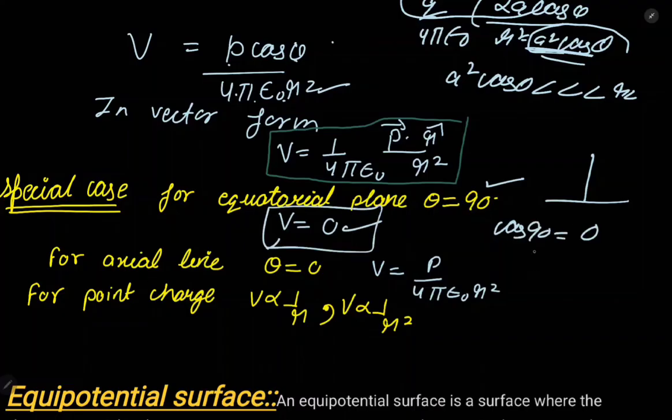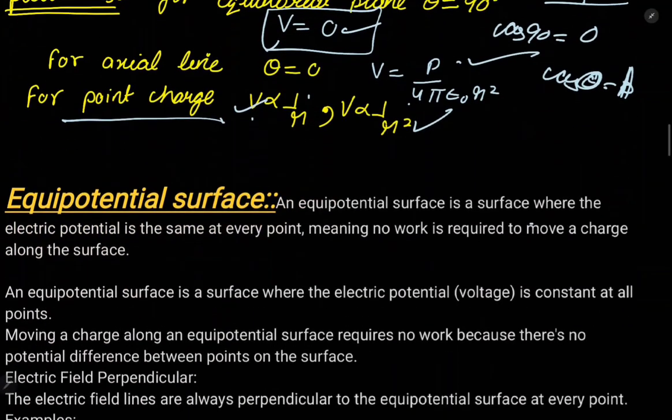For the axial line, we know that theta is equal to 0 and cos 0 is 1. So this becomes 1. We are left with P upon 4 pi epsilon naught R square. For a point charge, always remember V is proportional to 1 by R, and for a dipole, V is proportional to 1 by R square.